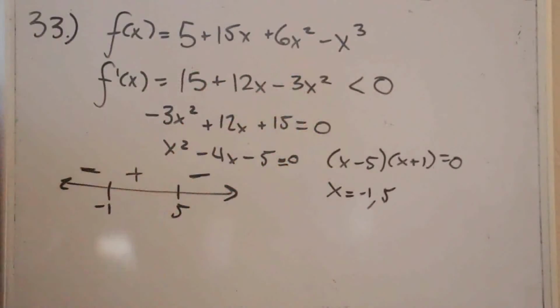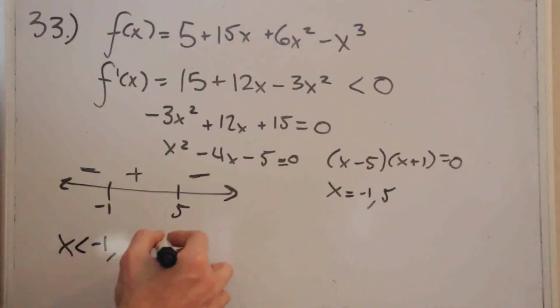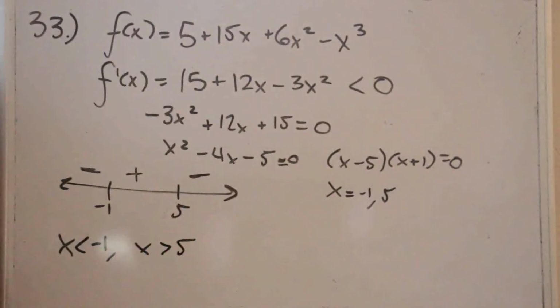That's negative as well. So it's clearly decreasing when x is less than negative 1, or also when x is greater than 5. Cool. That's the answer, right? So the answer is D. Got it. Cool.